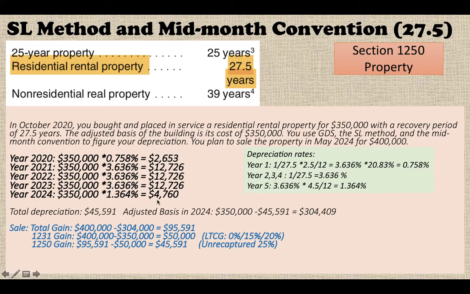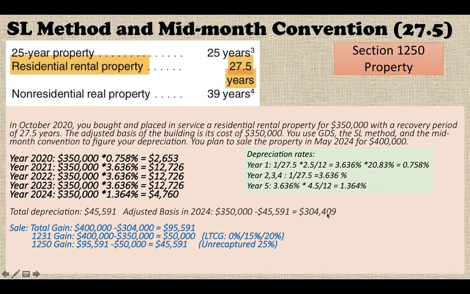Then you add all those amounts together, which gives you a total depreciation of $45,591. After you sell your property, before the sale you have an adjusted basis, which is your purchase price minus the depreciation. That gives you an adjusted basis of $304,409. Then your total gain is the $400,000 sale price minus your basis, which gives you a total gain of $95,591.